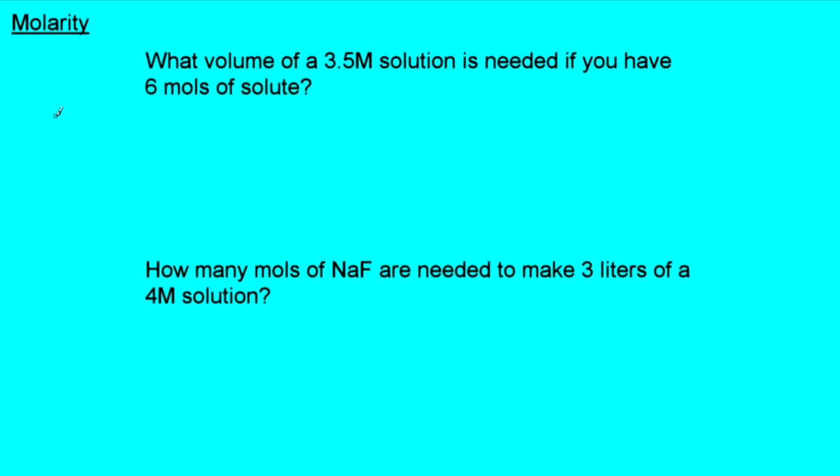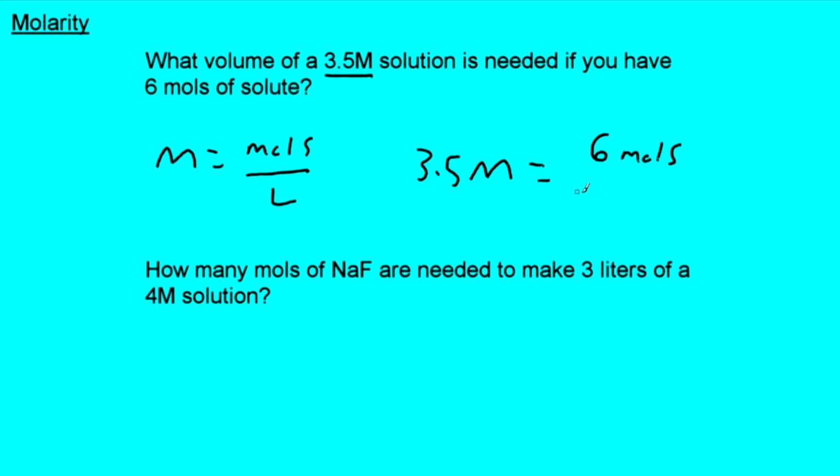Here's a couple more basic examples. Again, I'm just going to write the formula here. Molarity equals moles per liter. This says we have a 3.5 molar solution. I'll write that there. If you have 6 moles, what is the volume? Volume is down here. Liters is volume. So again, it's crisscross math.